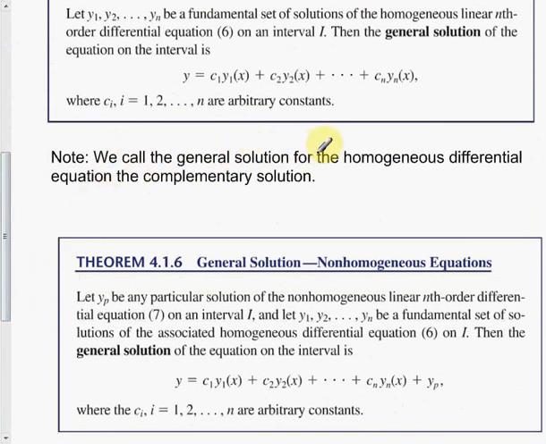Now, we call the general solution for the homogeneous differential equation the complementary solution. For the general solution for the non-homogeneous differential equation, I call its solution the linear combination of the complementary solution plus a particular solution, y sub p. It's a particular solution.